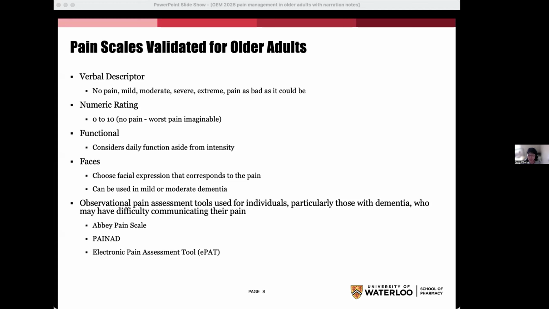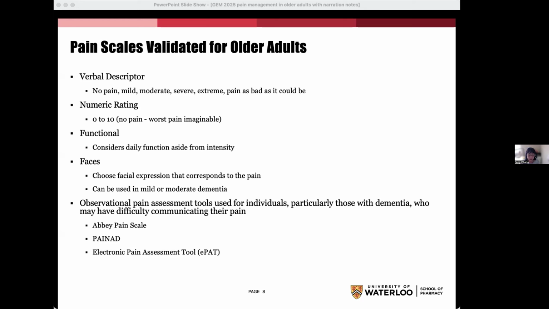And then observational tools can be used for patients with advanced dementia, or if they're non-communicative or unconscious. So this is based on other people around them observing for things that may be indicative of pain. So I'll go through the Abbey Pain Scale and PAIN-AD, and just want to mention that recently a team in Australia developed this thing called EPAT, which is an electronic version of the Abbey Pain Scale. And it's meant to assess pain in patients at the point of care. So it's on your phones, and you can quickly put a few things in.